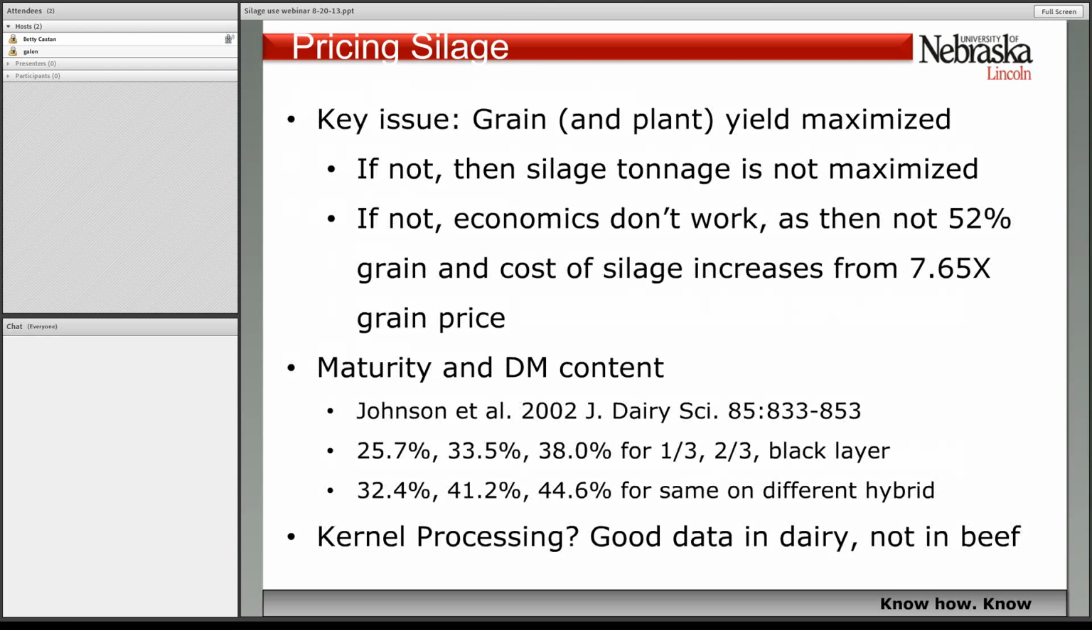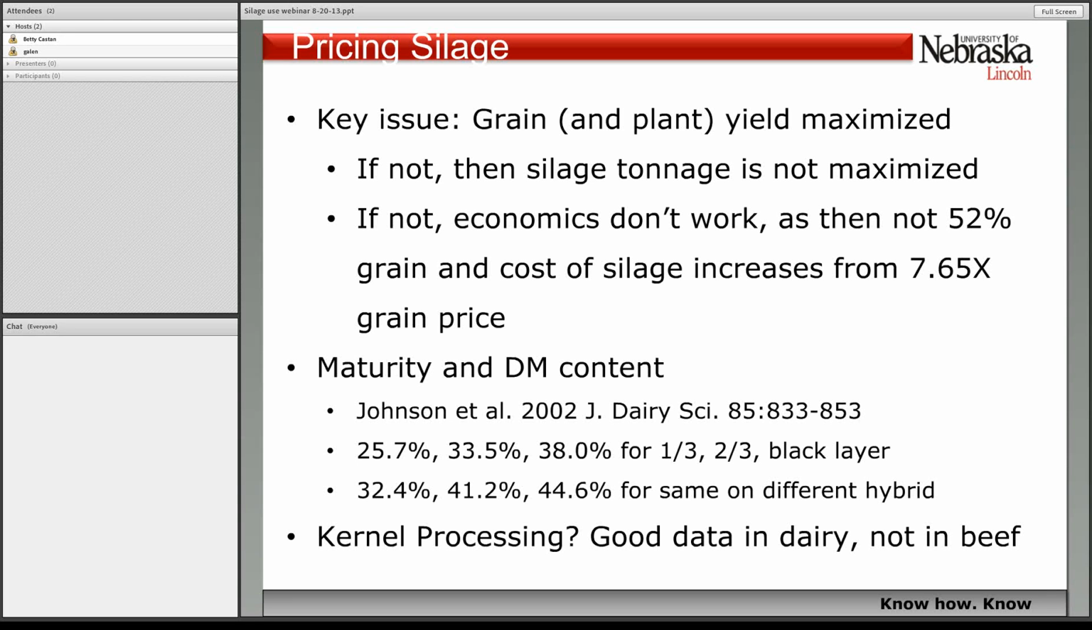The key issue when we're pricing this, which I want to reiterate from last week, is that we maximize yield of grain and the plant. If we don't, then the tonnage of silage that you remove is not maximized, and the economics don't work out the way we've described them. And so the cost of silage would increase if we don't maximize grain yield and silage yield at the time of silage harvest.